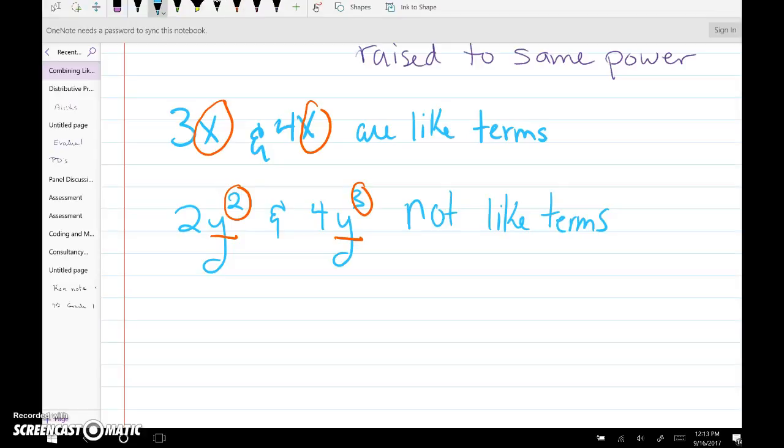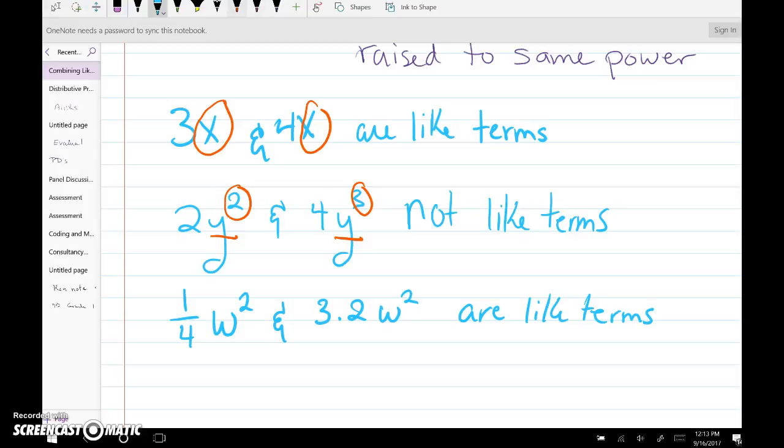And then we have 1/4 w squared and 3.2 w squared. These are like terms. Again, we don't really care about the coefficient, the number in front of the variable. We're looking at the variable and its exponent. That's what we want to match up. Any questions, feel free to email me about this, but let's move on.